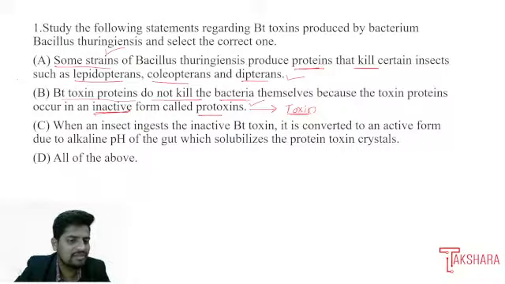And look at statement 3. When an insect ingests the inactive Bt toxin, it is completely converted into the active form due to alkaline pH. We just studied that alkaline pH is very important. The alkaline pH of the insect's gut completely solubilizes the protein, the crystal form of the protoxin, converting it into the liquid form of the toxin, and it completely affects the insect, and the death of the insect occurs. So statement number 3 is also correct.